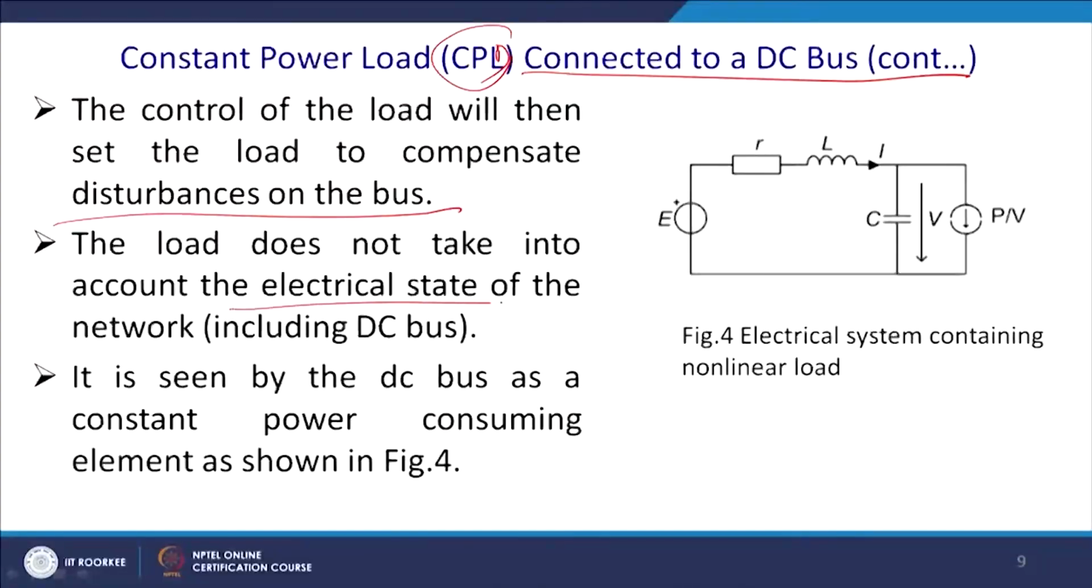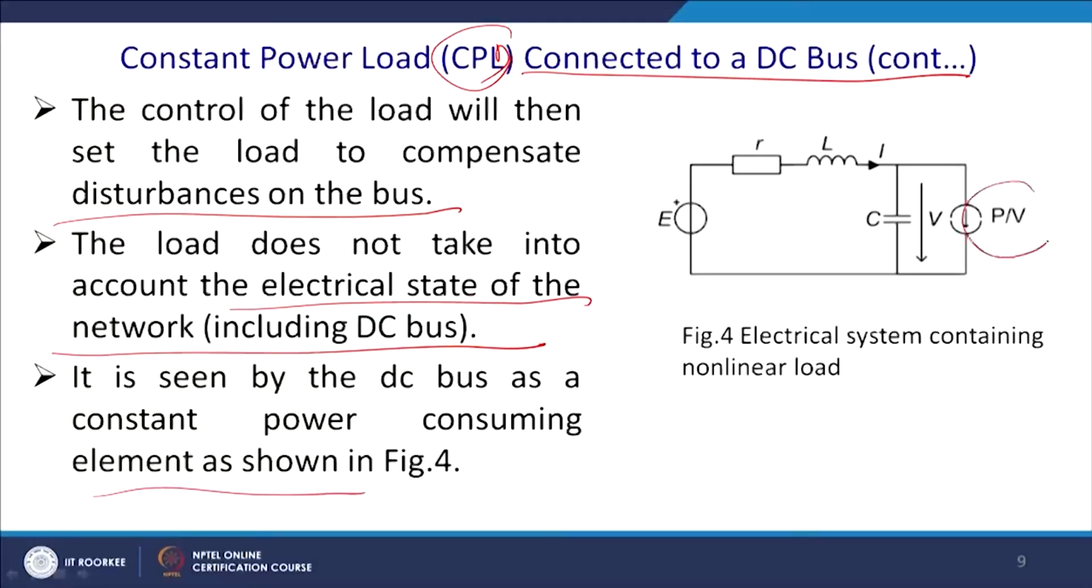On the other hand, when you have a load and you have a higher DC bus voltage, and you want to bring down the voltage level by loading, since it is a CPL, your voltage level is high, so less current will be drawn, and thus it will further push up the voltage. So, in other words, the load does not take into account the electrical state of the network, including the DC bus. It is seen by the DC bus as a constant power consuming element as shown in the figure.